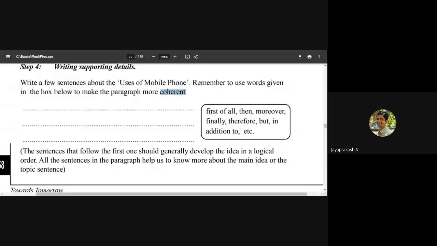Okay, so coherent means connected. So how do we connect? By using connectors or linkers or discourse markers. Some examples are given there: first of all, then, moreover, finally, therefore, but, in addition to, etc. So what is the function of these connectors?